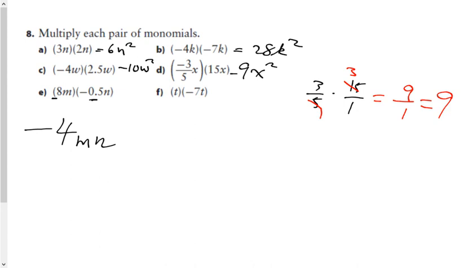And finally, your last one, this is a 1t times a negative 7t. So multiply 1 by negative 7, you get a negative 7. T times t is t squared.